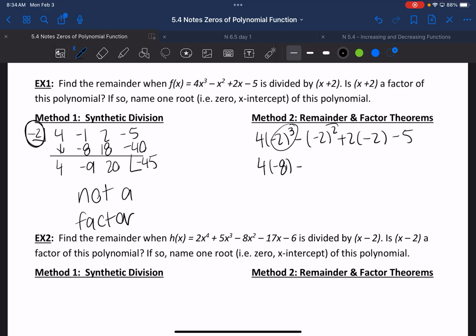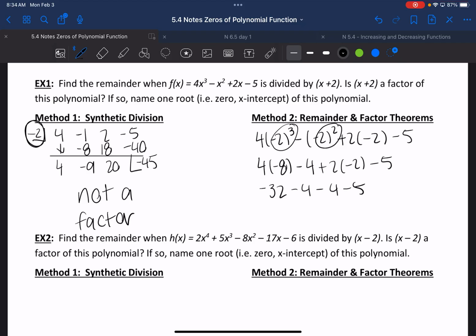And then we also have another one here. Negative 2 squared becomes, right. Okay. All right, so now that we've taken care of the exponents, now we can multiply, right? So I've got 4 times negative 8, which is negative 32, minus 4, and then 2 times negative 2 would be negative 4, minus 5, right? And now I can go and subtract.